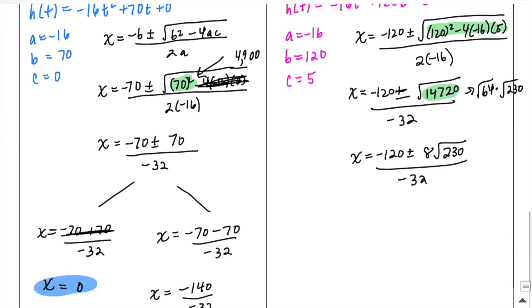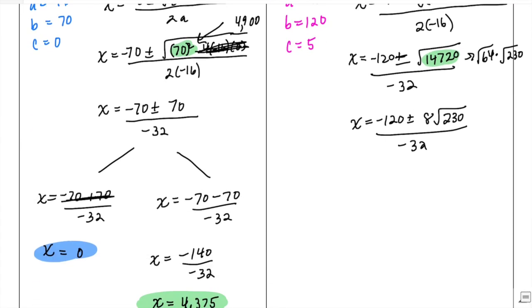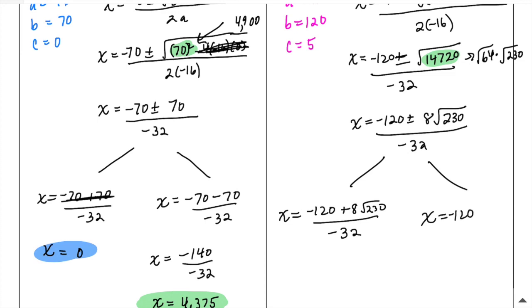Okay, so let's look at this answer. I can, of course, rewrite this, right? I have my two situations. So I have x is equal to negative 120 plus 8 square root 230 all over negative 32. And I have x is equal to negative 120 minus 8 square root 230 over negative 32.